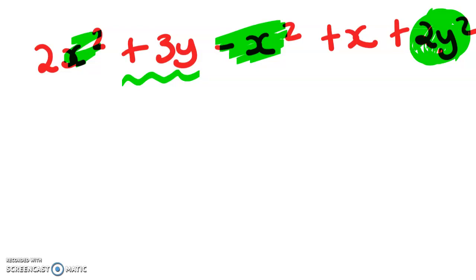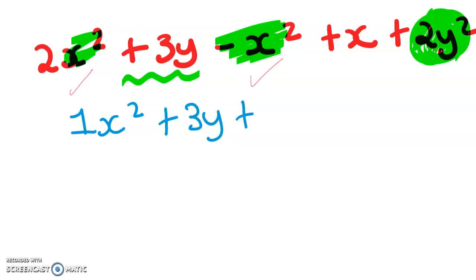And I've got an x term. So to be honest with you, the only things I can match up, lads, are the 2x squared and the minus x squared. So 2x squared minus x squared is going to give you 1x squared. And then I'm going to say plus 3y because there's nothing to add it to, and plus x because there's nothing to add it to, and then plus 2y squared. So there's really nothing you could do in that one.